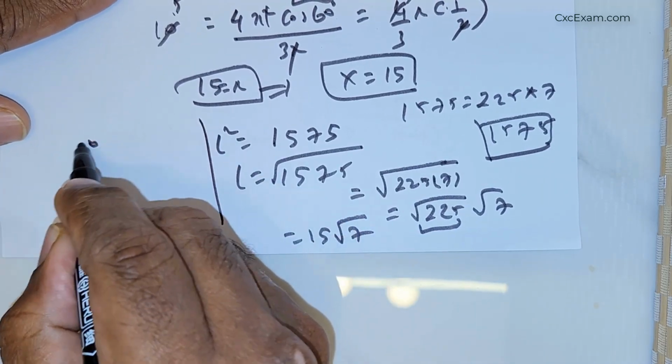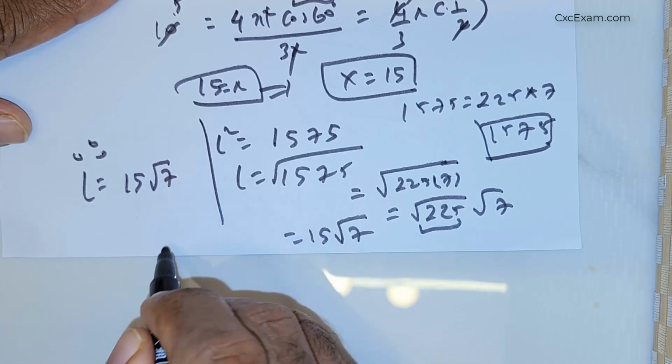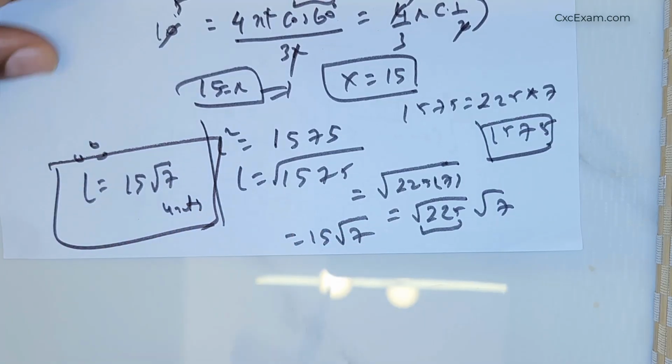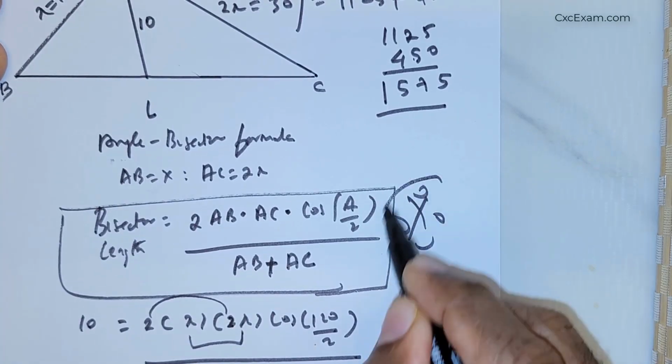So therefore L is equal to 15 times the root of 7, whatever be the units. So this is the final solution for this question, all because of this powerful formula.